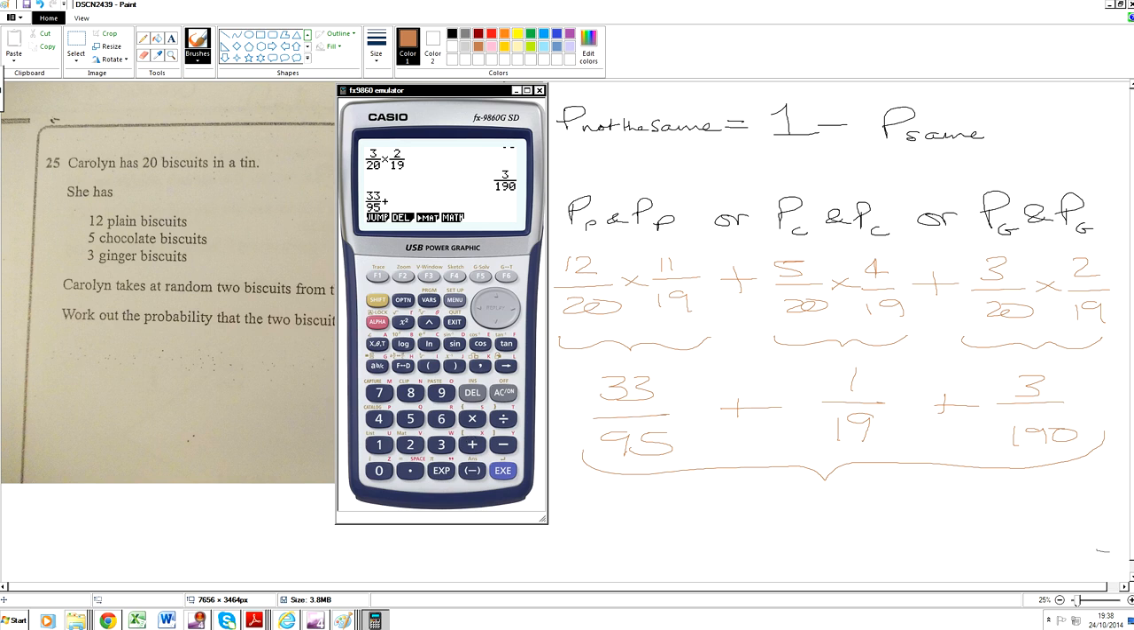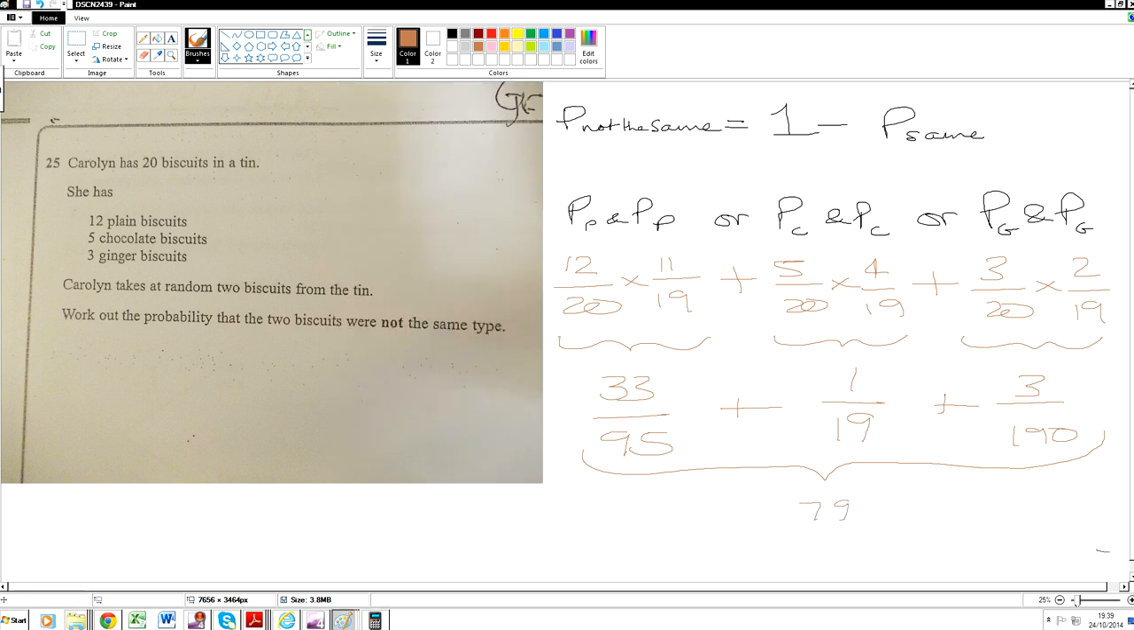Okay, and then we're going to add to that 1 over 19, plus fraction button 3, 190 on the bottom. Can you please check the fractions? You all got the same fractions? Yeah. Checked it? Okay, we got all that in properly. So that gives us a total of 79 out of 190. Now that is the probability that everything will be the same.